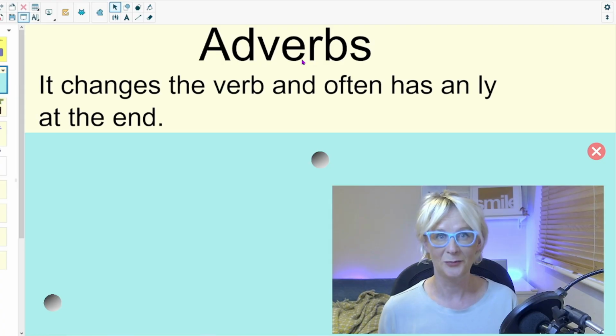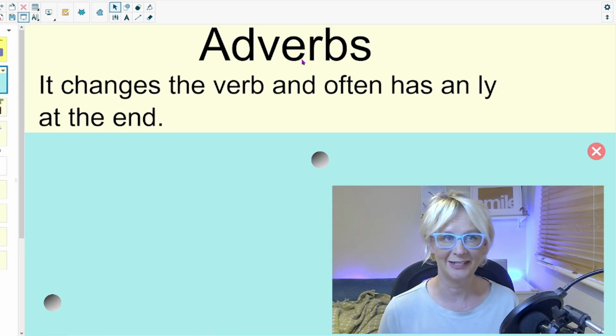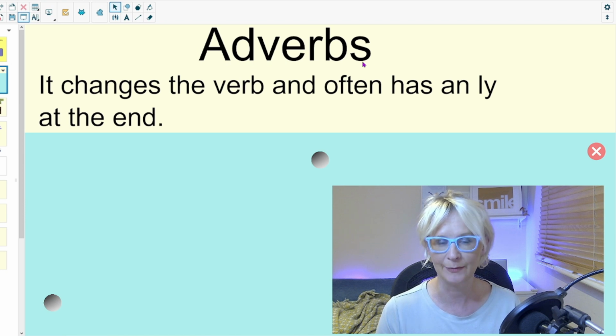So onwards, today we are going to be looking at adverbs. Let's jump straight into it now and I'm going to tell you all about adverbs. So what is an adverb? Well, an adverb changes the verb. Okay, so we've got this word verb, haven't we, in here? An ad, kind of a bit like adjectives, which is a describer. So we've got an adverb, which is a word that describes a verb.